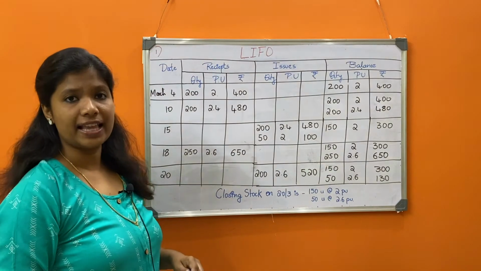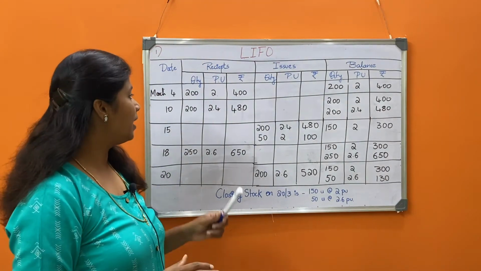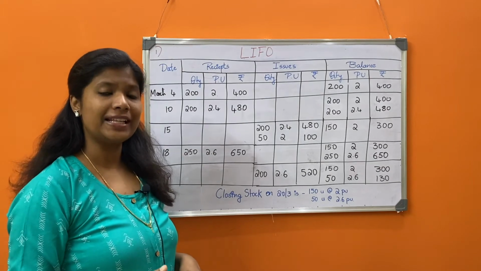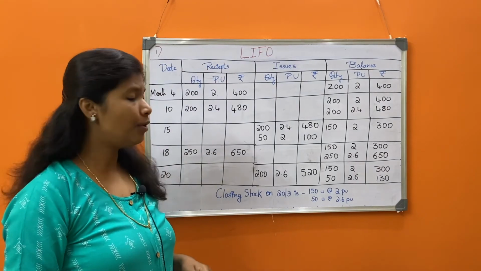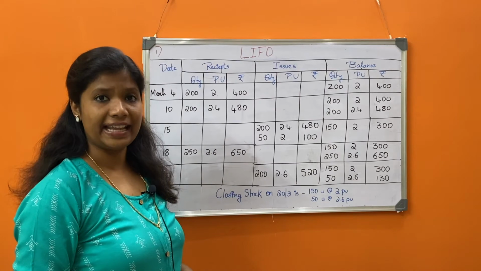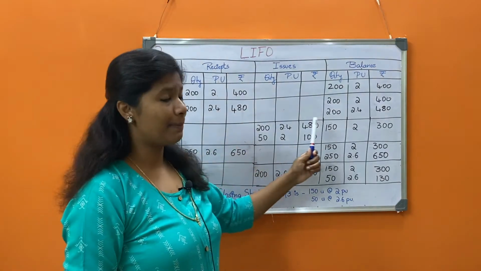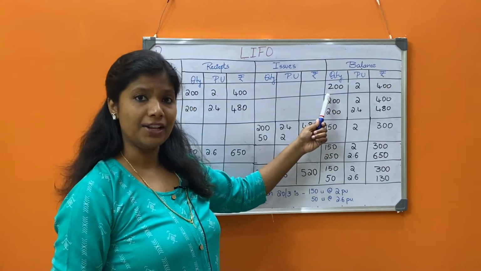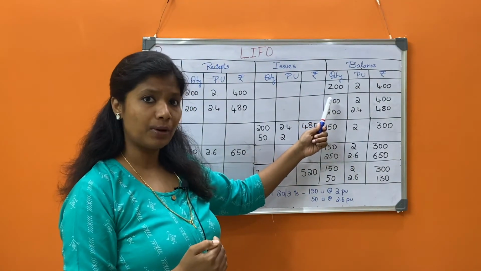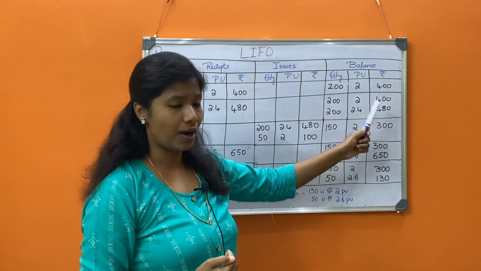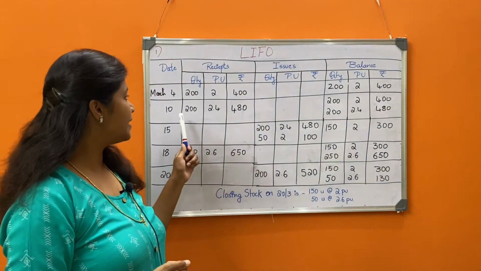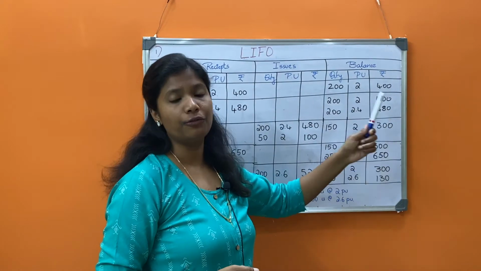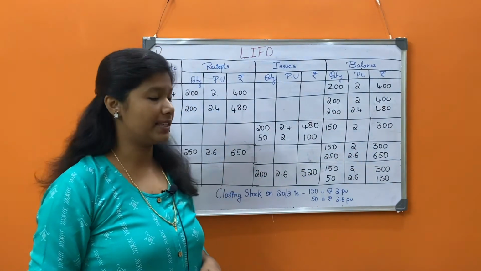Next transaction is March 10th where again the company has received the goods, 200 units at the rate 2.4, which comes up to 480. So first refer to the previous balance and carry forward the balance, 200 at 2, 400. Then write the present day's balance, 200 at the rate 2.4, 480 rupees.